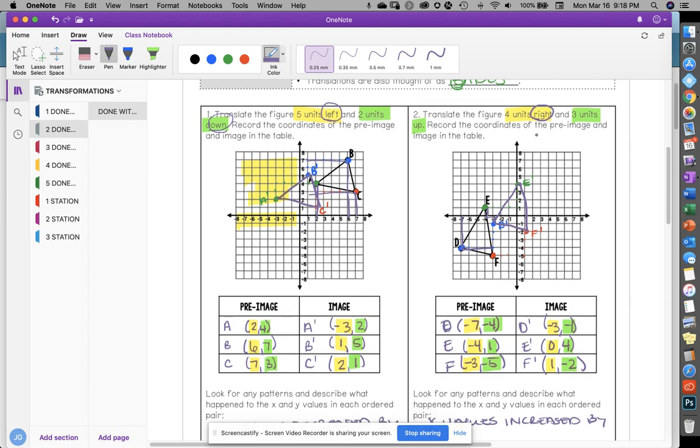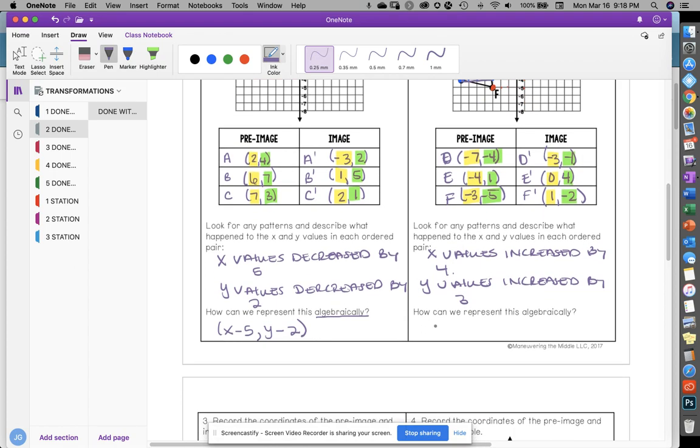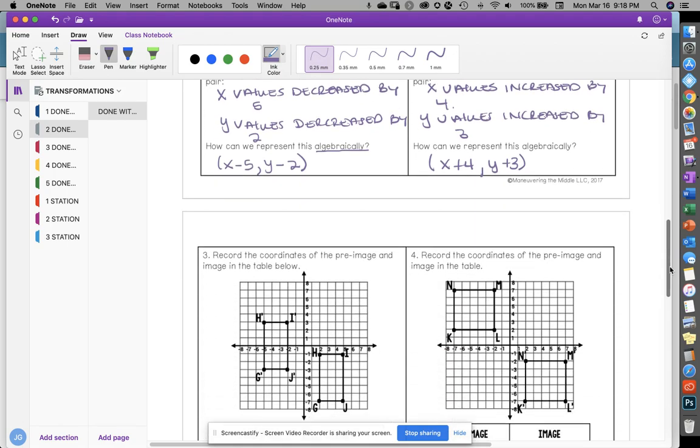Right means to add, and up means to add. So if you remember these little cheater tricks here, left, down, we're subtracting. Right and up, we're adding. So let's write this algebraically. X increased by 4. So that's going to be x plus 4, comma. Y increased by 3. Y plus 3. There you go.